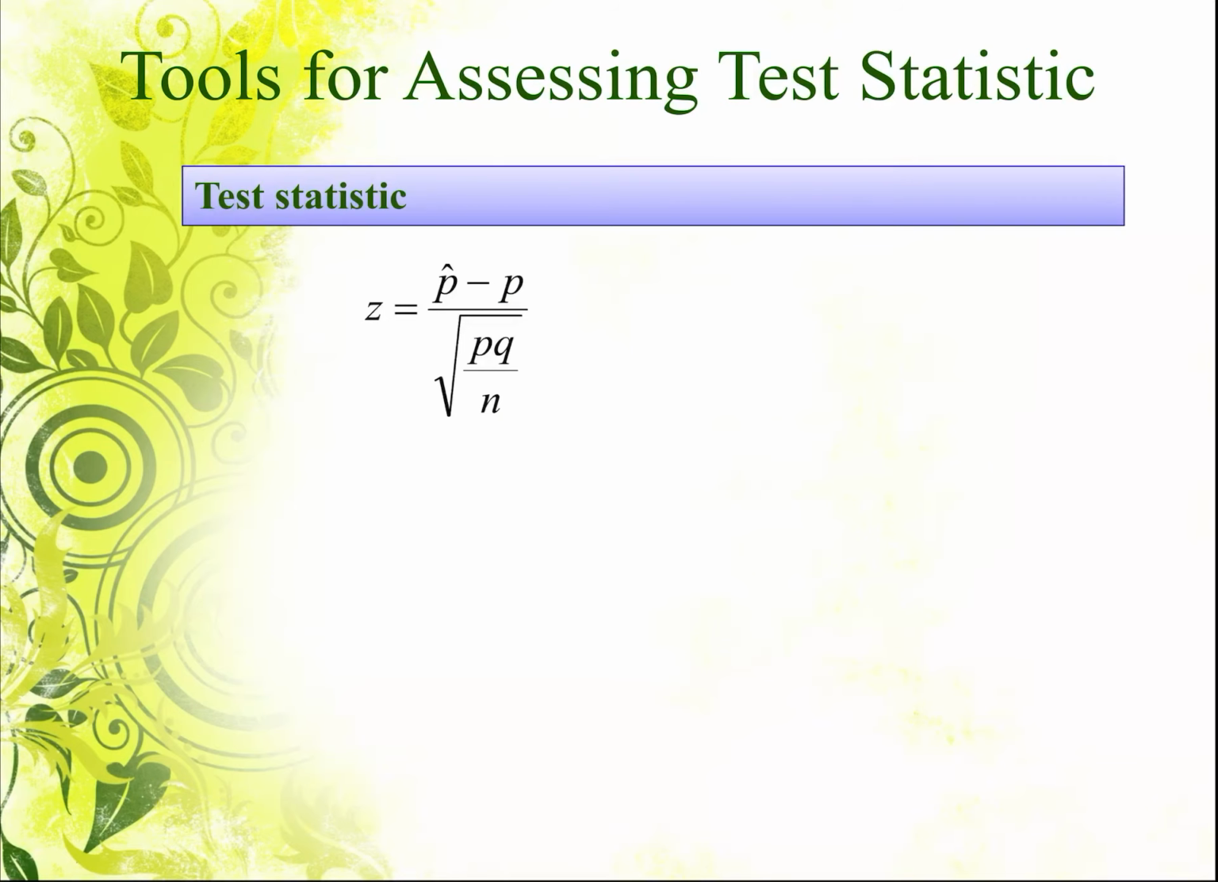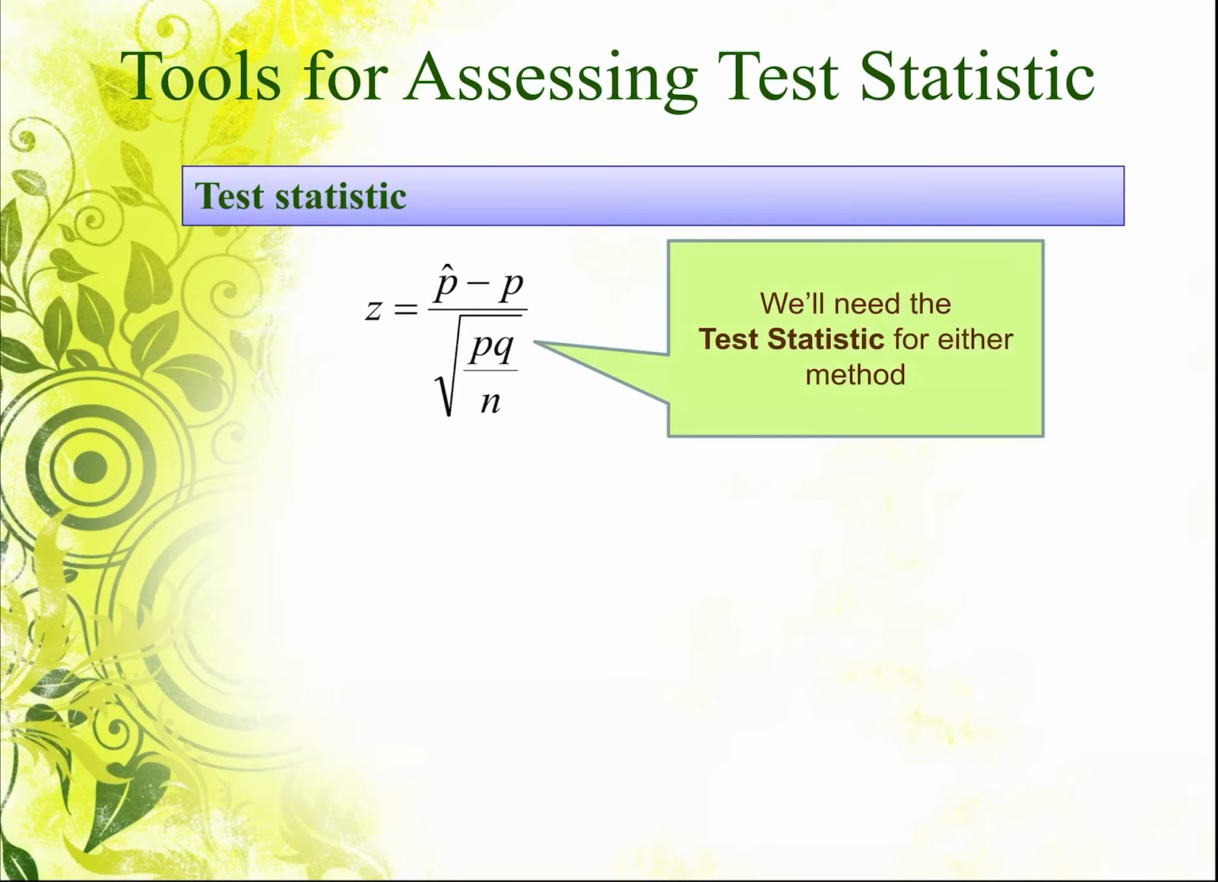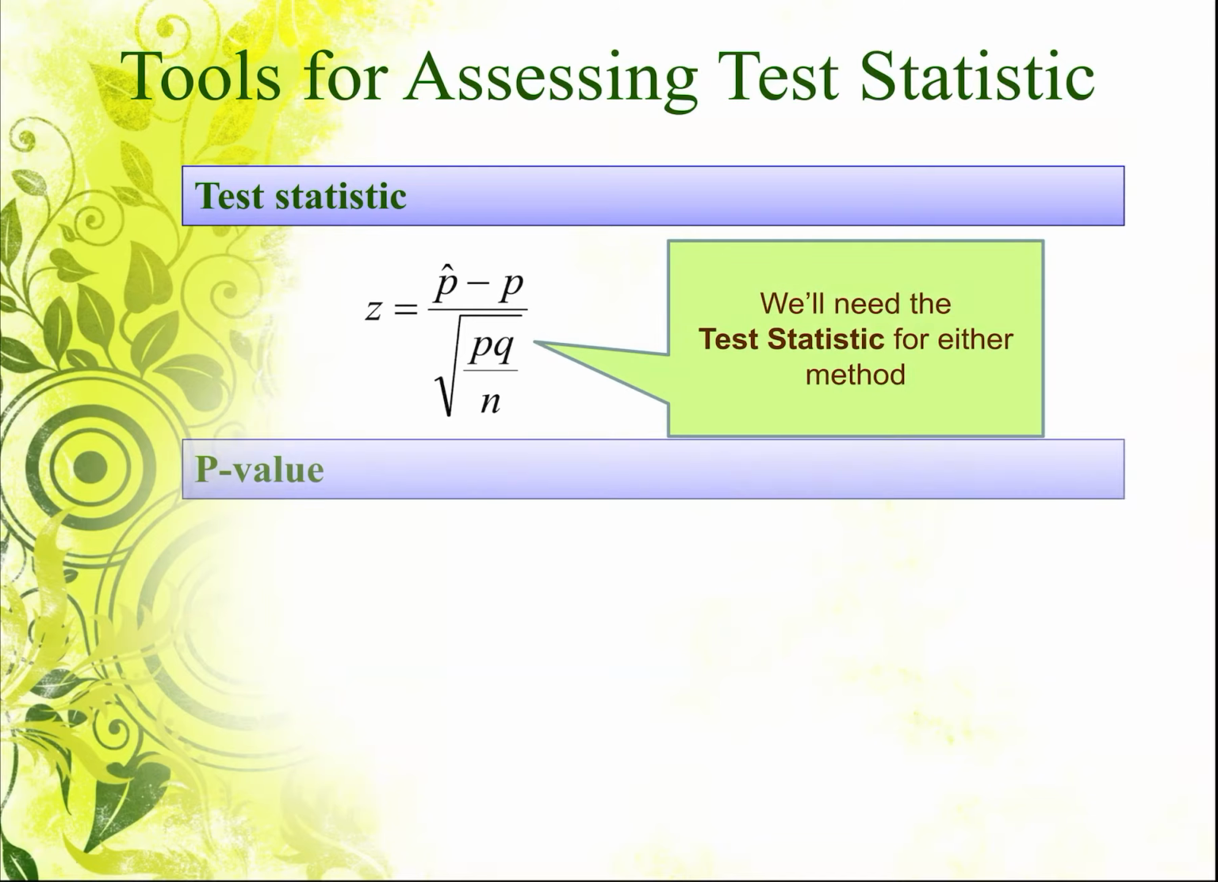Okay. When we're assessing these test statistics, we need to have the formula for our test statistic for a proportion. So remember, a couple of videos ago, our test statistic that we talked about was p hat, which is the sample proportion, minus p, which is the population proportion, divided by the square root of the population proportion times its complement, divided by how many items in our sample.